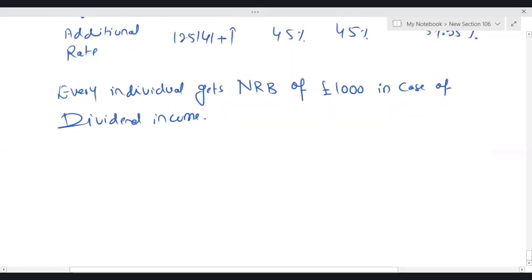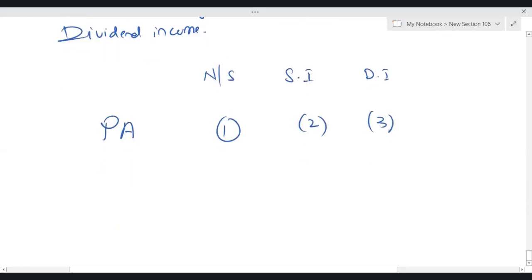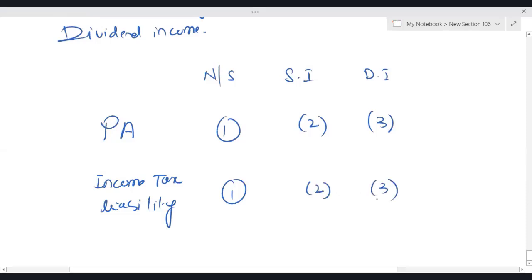Okay, now non-saving, saving income, and dividend income. The logical sequence of personal allowance is number 1, number 2, and number 3. And when it comes to calculating income tax liability, first we apply income tax on non-saving income, then we go for saving, and finally we go for dividend income. This is the sequence of calculating income tax liability. So the sequence of personal allowance and income tax liability is exactly the same.